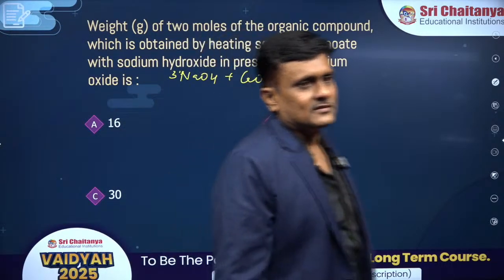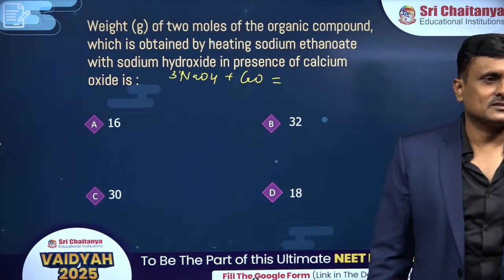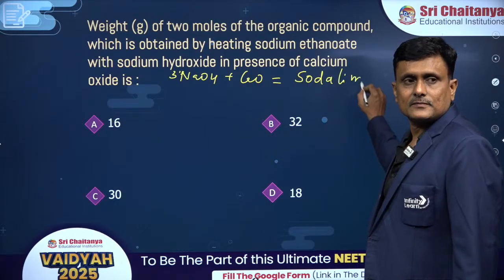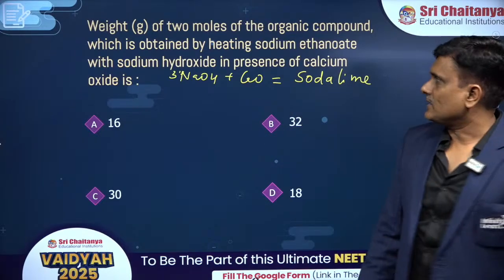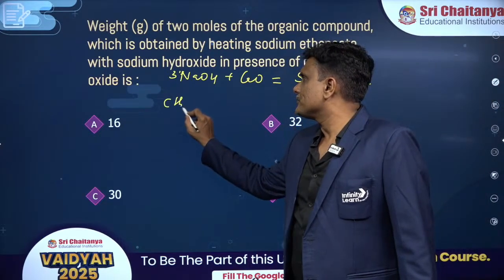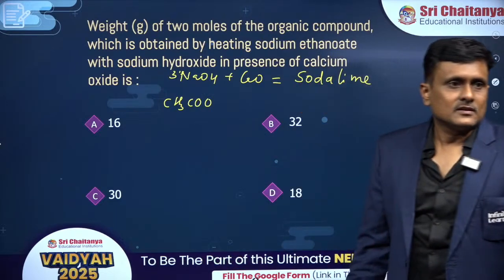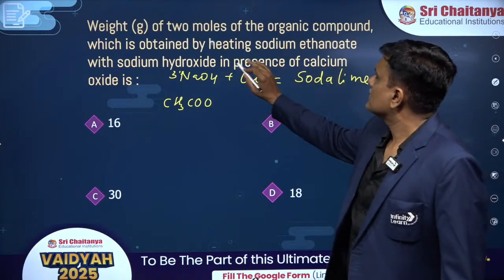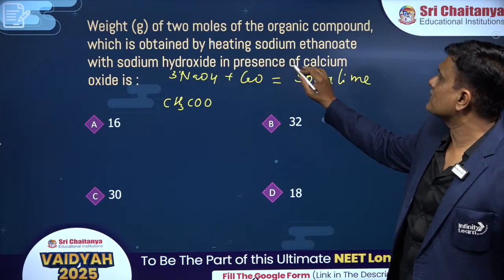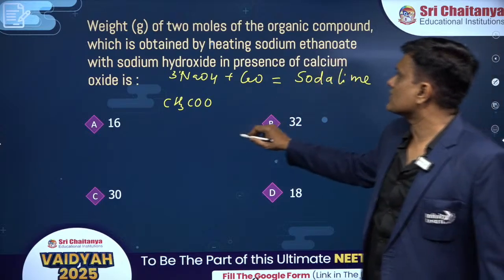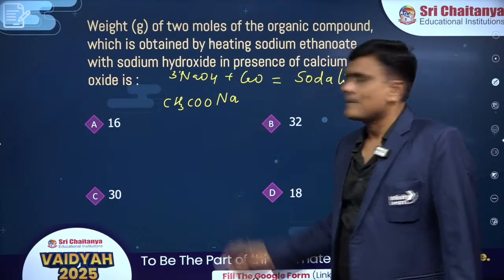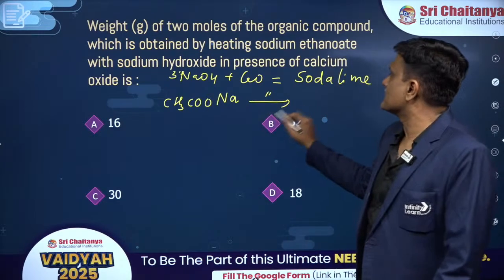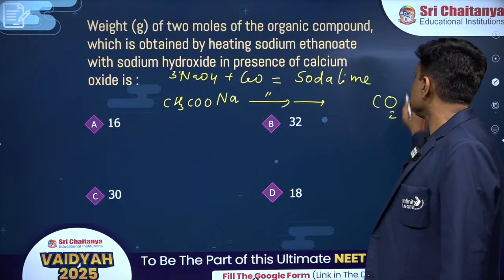Isn't it? What do you say? Bhavani Prasad, is it not soda lime? Yes. So what is happening here, if you take the sodium salt, you guys can see that I am taking 2 moles of the organic compound, weight of 2 moles of organic compound which is obtained by heating sodium ethanoate and sodium hydroxide. When you have heated with this mixture, what will happen? You will be eliminating carbon dioxide.